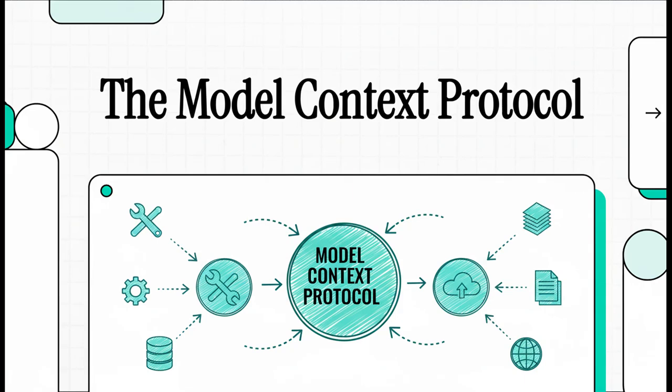So, let's talk about something that is quietly, but completely, rewiring the entire AI industry. It's called the Model Context Protocol, or MCP for short. It's a brand new standard that promises to solve one of the biggest, most frustrating headaches in AI development. Let's get right into it.